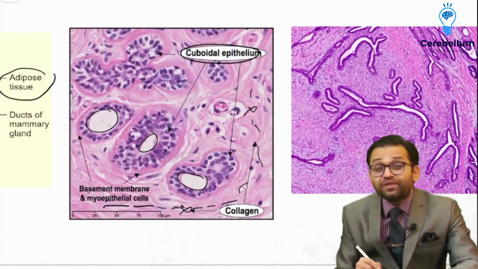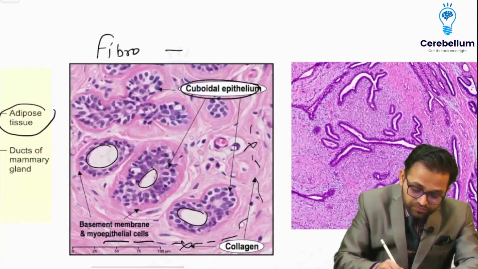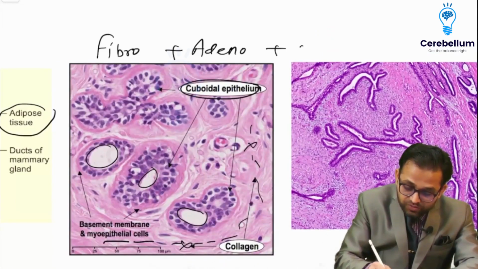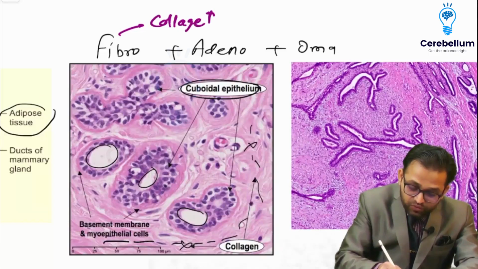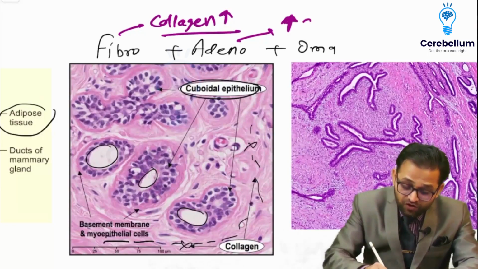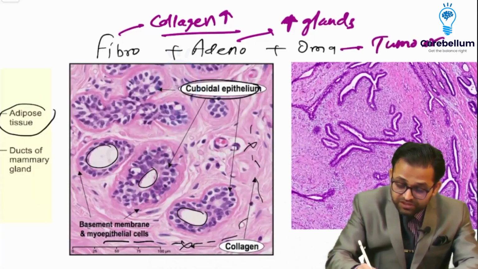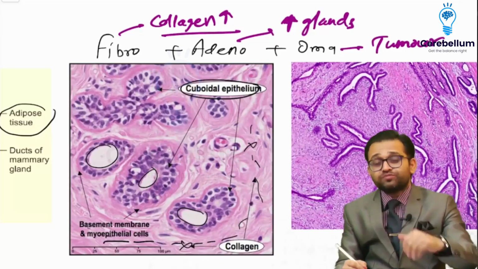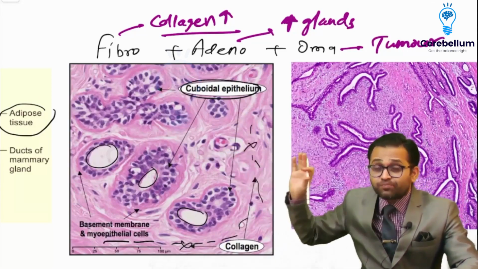But when there is fibroadenoma, break the name and get the idea. Fibro plus adeno plus oma. Fibro means excessive deposition of collagen. Adeno means increased accumulation, increased proliferation of the glands. And oma means tumor. It is the most common benign tumor of the breast, the mouse of the breast. So the fibrous connective tissue is proliferating as well as the glands are proliferating.